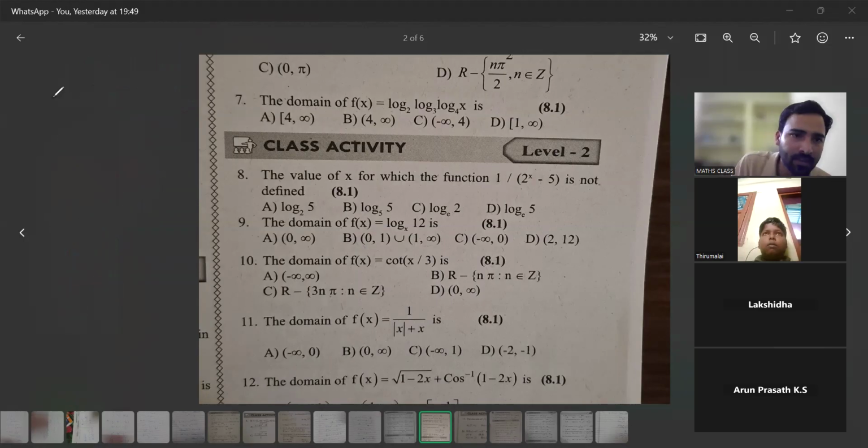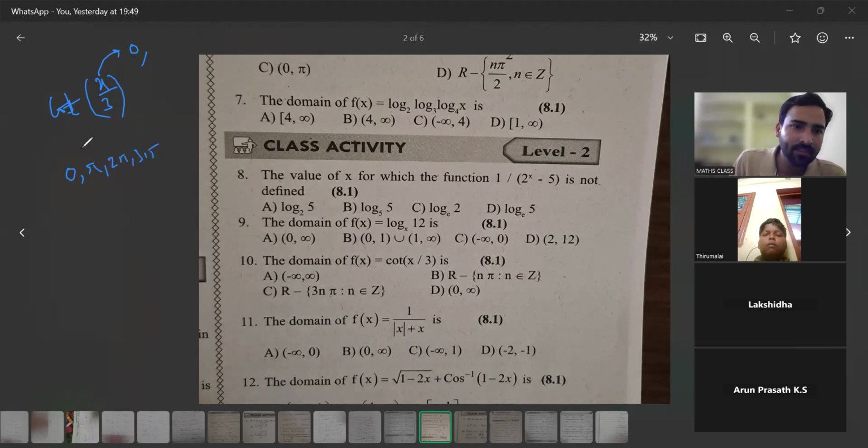This is cot x by 3, right? When will this expression become 0? If I put x equals to 0, then cot 0 is undefined. So cot x is undefined at 0, pi, 2 pi, 3 pi, like these numbers.